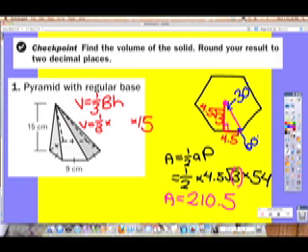Okay, type it in. 1/3 times 210.5 times 15. Stop! Check it. Mental math. Do you know what 1/3 of 15 is? 5. So you can just take your calculators and hit times by 5. That'll give you volume. 1052.5. Does anybody agree with that volume? We good? Close enough? And that would be centimeters cubed.